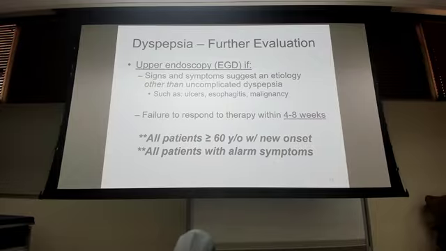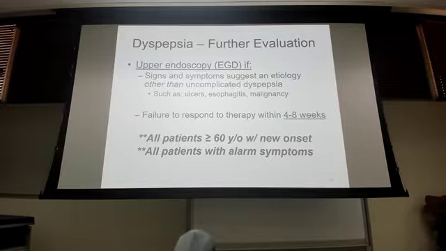So, upper endoscopy, further evaluation. If the signs and symptoms suggest something other than uncomplicated or functional dyspepsia, if you're thinking ulcers, esophagitis, cancer, those alarm bells are going off from the alarm symptoms, we can get an upper endoscopy, EGD. If you're over 60 with new onset, EGD.